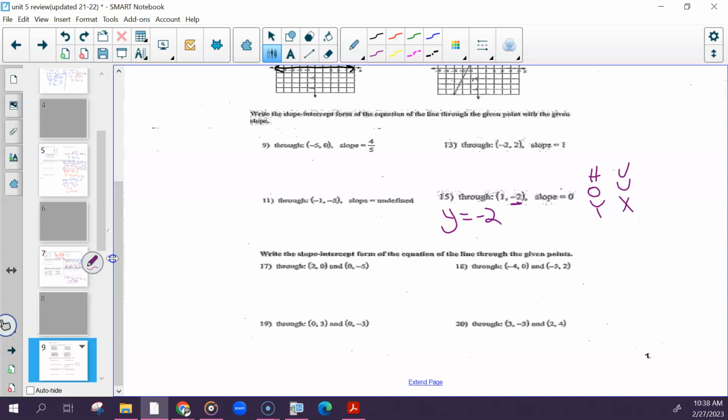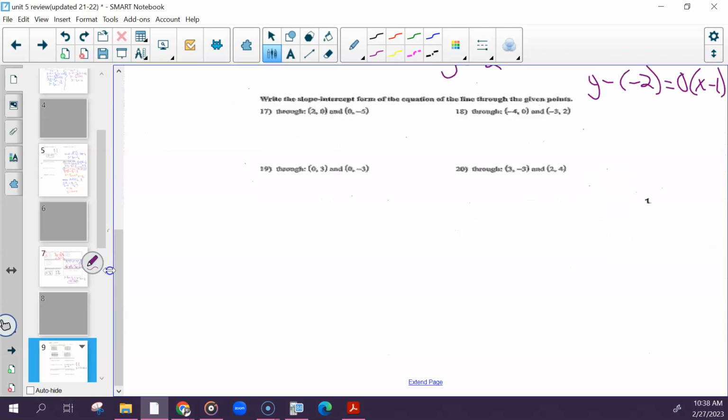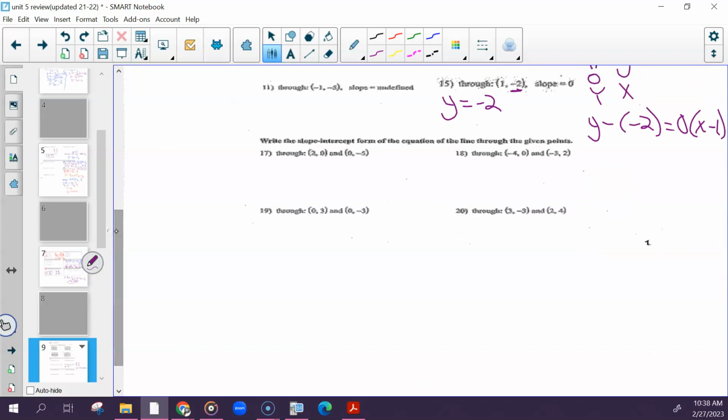The one with work would be you doing your point slope. So y minus negative 2 equals 0 times x minus 1. So we have y plus 2 equals, this whole thing becomes 0, and we subtract 2 on both sides. So if you know it without the work, you could do that. If you would rather do it with the work, that's fine. But with slopes undefined, you cannot do work with that one.